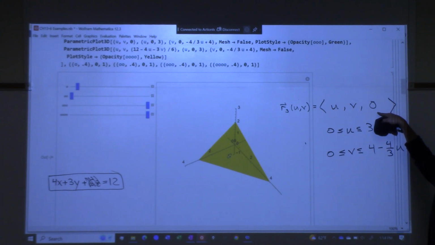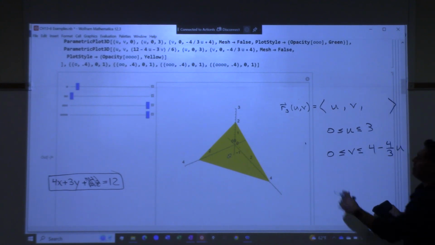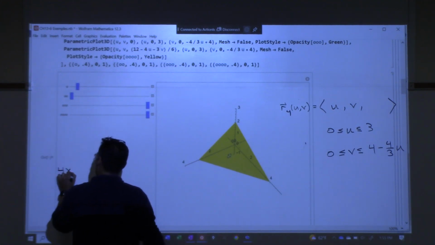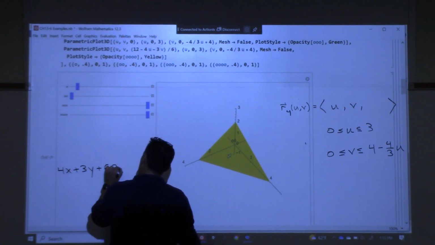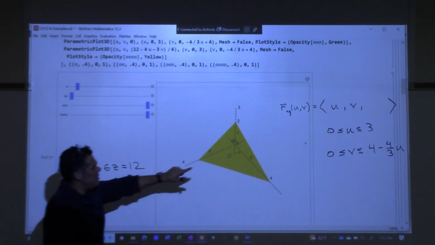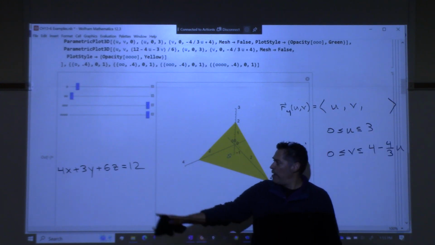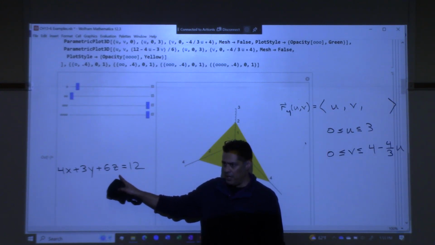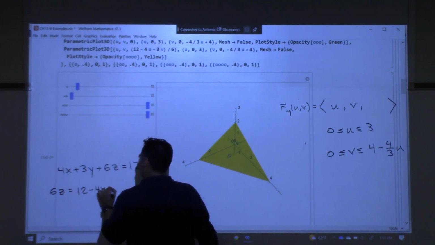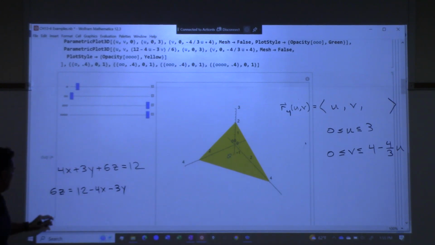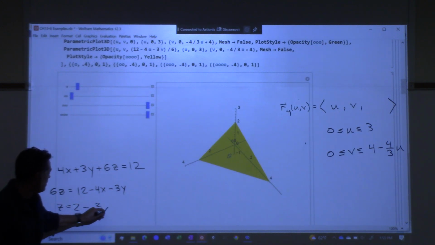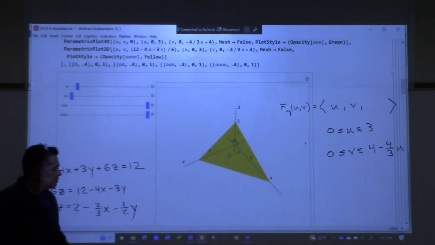It fluctuates, doesn't it? And how does it fluctuate? Well, it has to live on this plane, 4x plus 3y plus 6z equals 12. And so this z component is whatever z is here. So solve this for z. What do you get when you solve for z? 6z equals 12 minus 4x minus 3y. Divide both sides by 6. 2 minus 2/3 x minus 1/2 y, right?